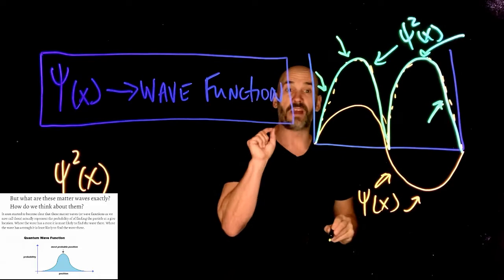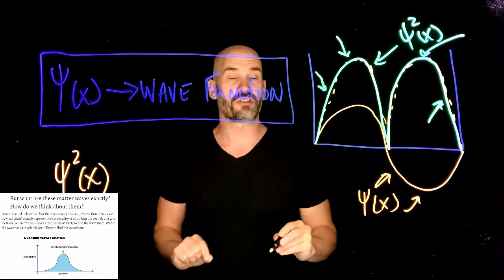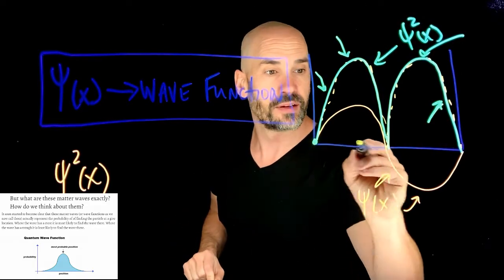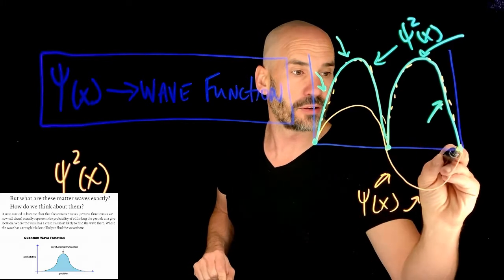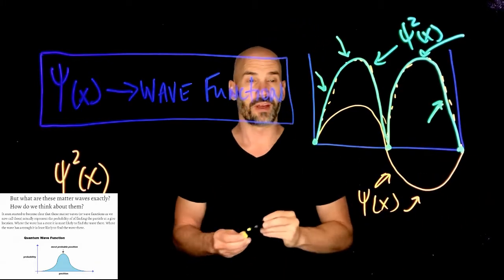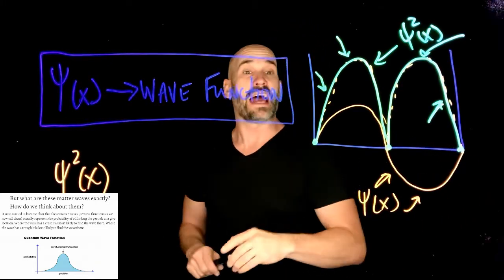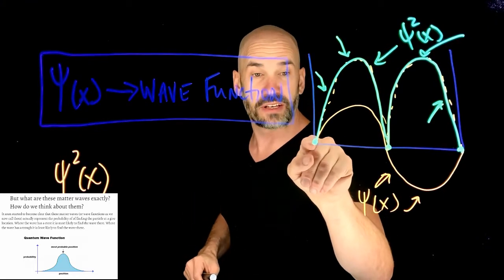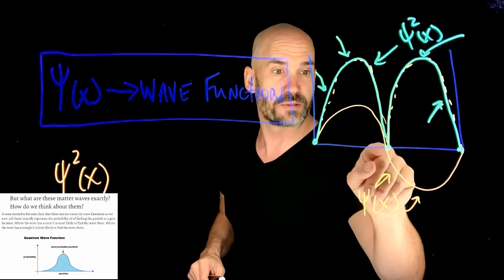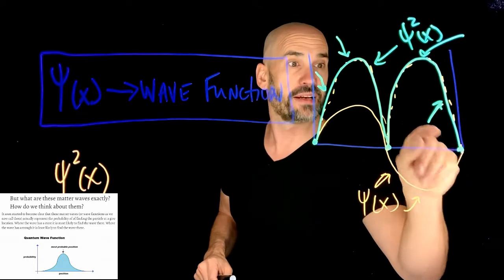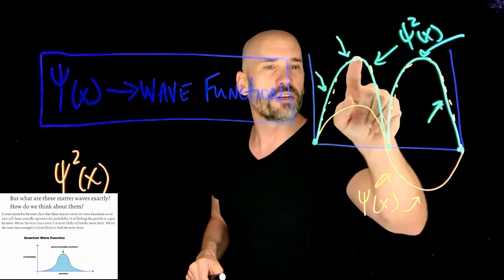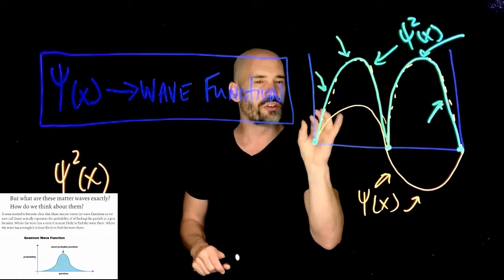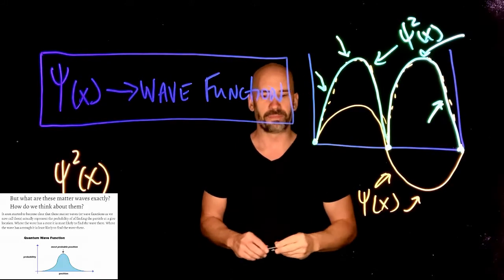Where can I be very confident that I will not see this electron? Here, here, and here, where the probability is 0. If I look in this spot, I will never find the electron. If I look in this spot, I will never find the electron. But if I look around here and here, there's a good chance I'm going to find this electron.